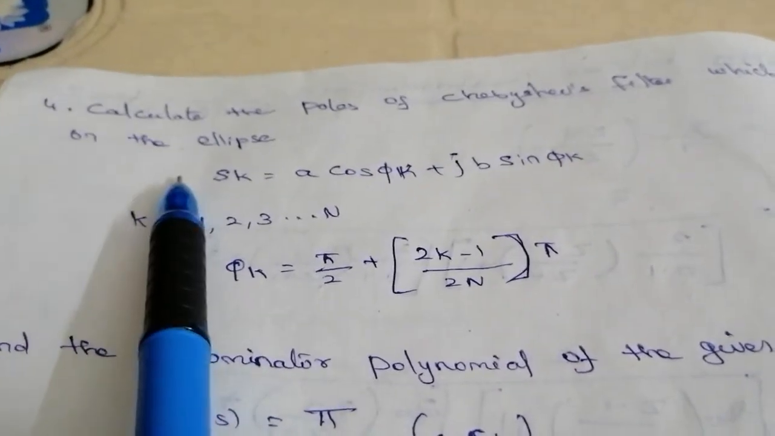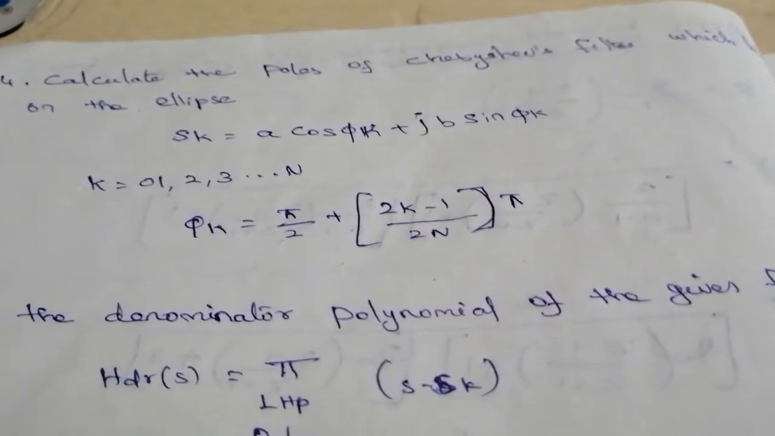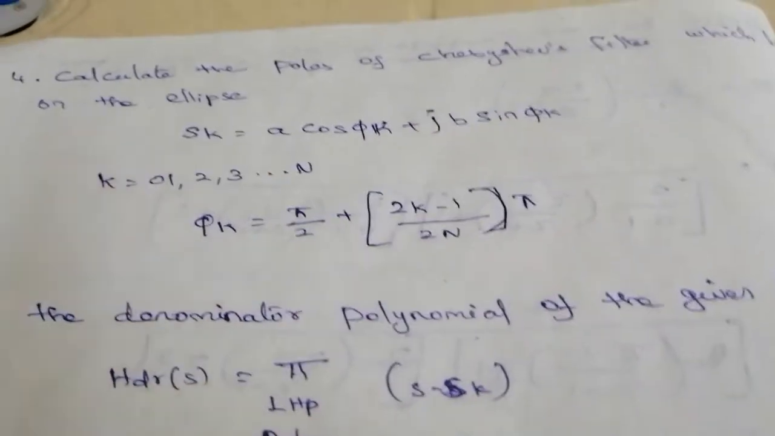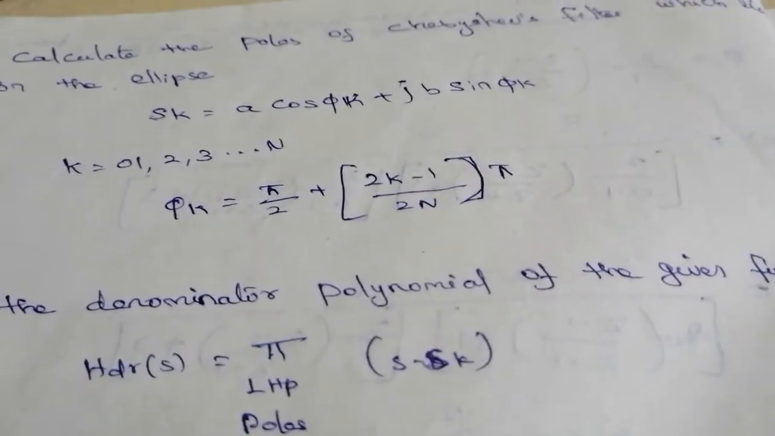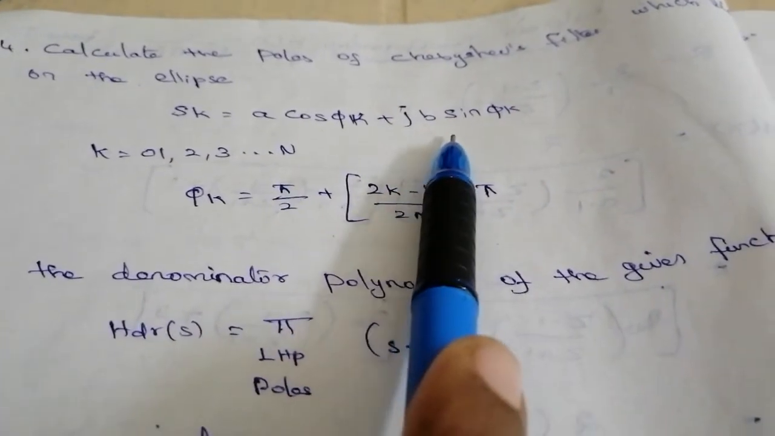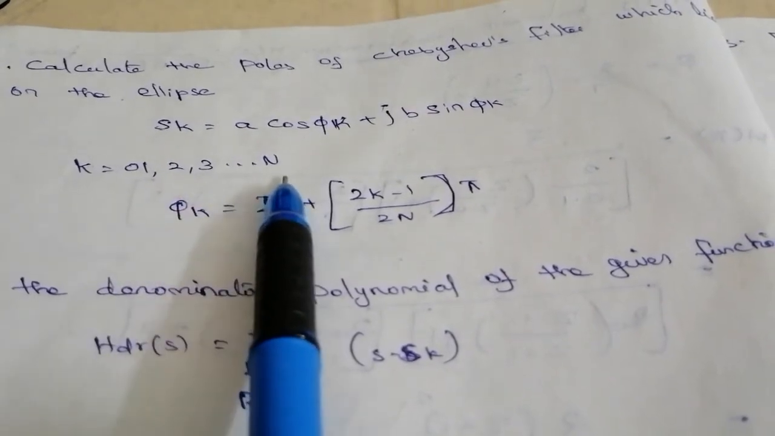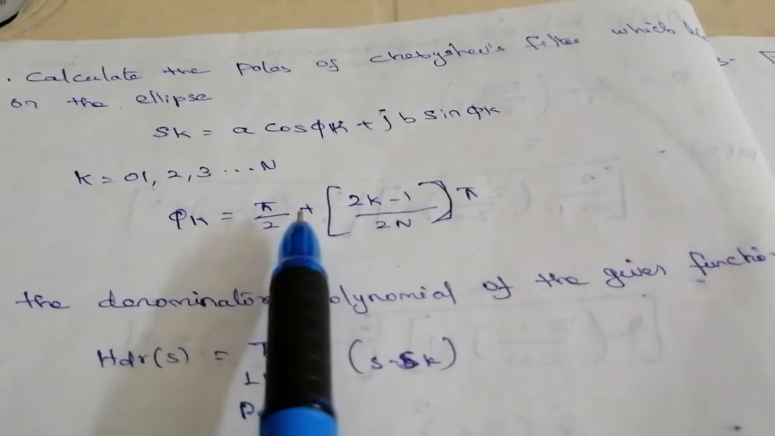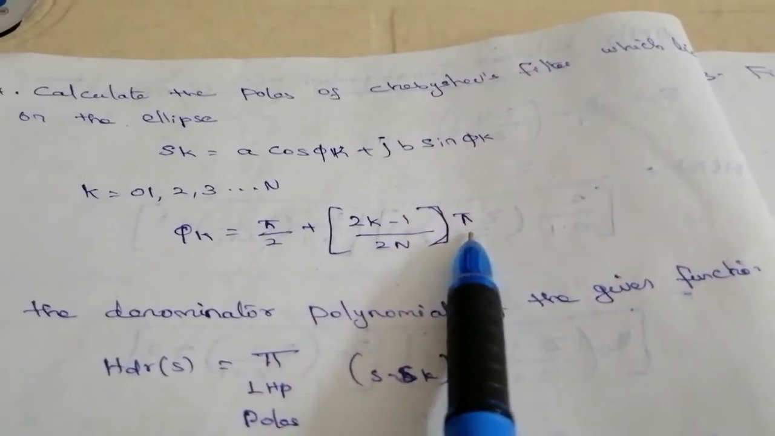Next step, calculate the poles of the Chebyshev filter which lie on the ellipse. The formula is sk equal to a cos phi k plus j b sin phi k, where k equal to 0, 1, 2, 3 up to capital N, that is the order of the filter. The phi k formula is pi by 2 plus (2k minus 1) divided by 2n into pi.